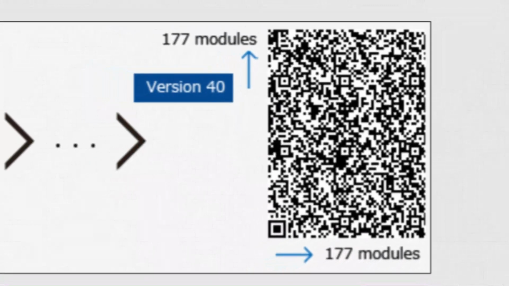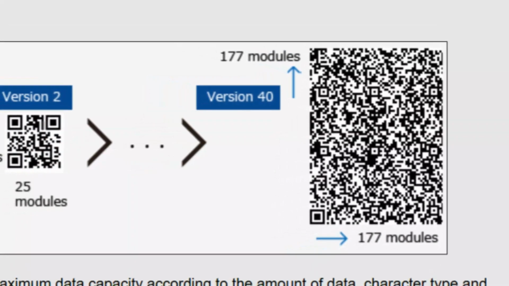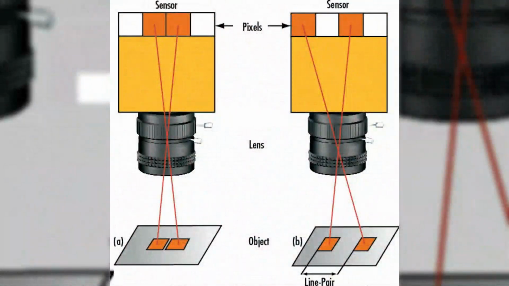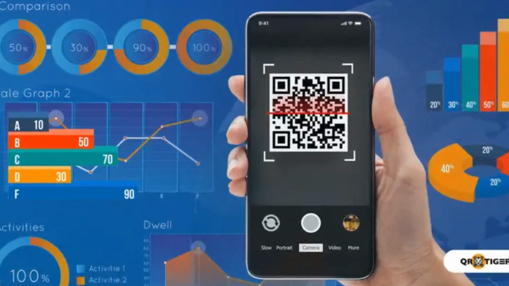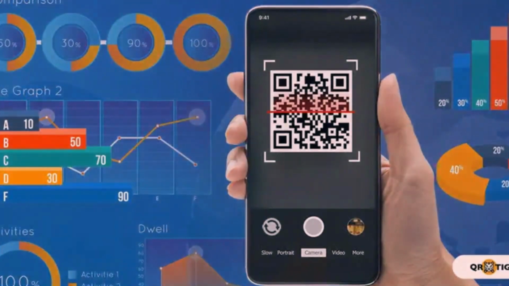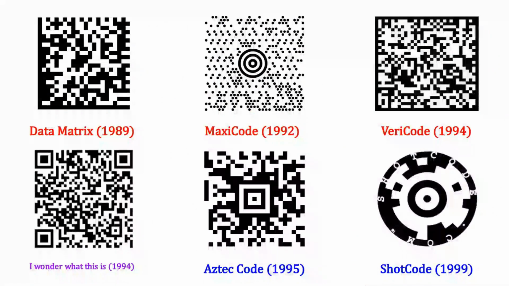The reason why there are only 40 versions is to maintain scannability of all QR codes in all devices, as a version 41 QR code would require more resolution and camera precision. Also, version 40 meets most expectations nowadays, and if it doesn't, companies just use data matrices other than the QR code.